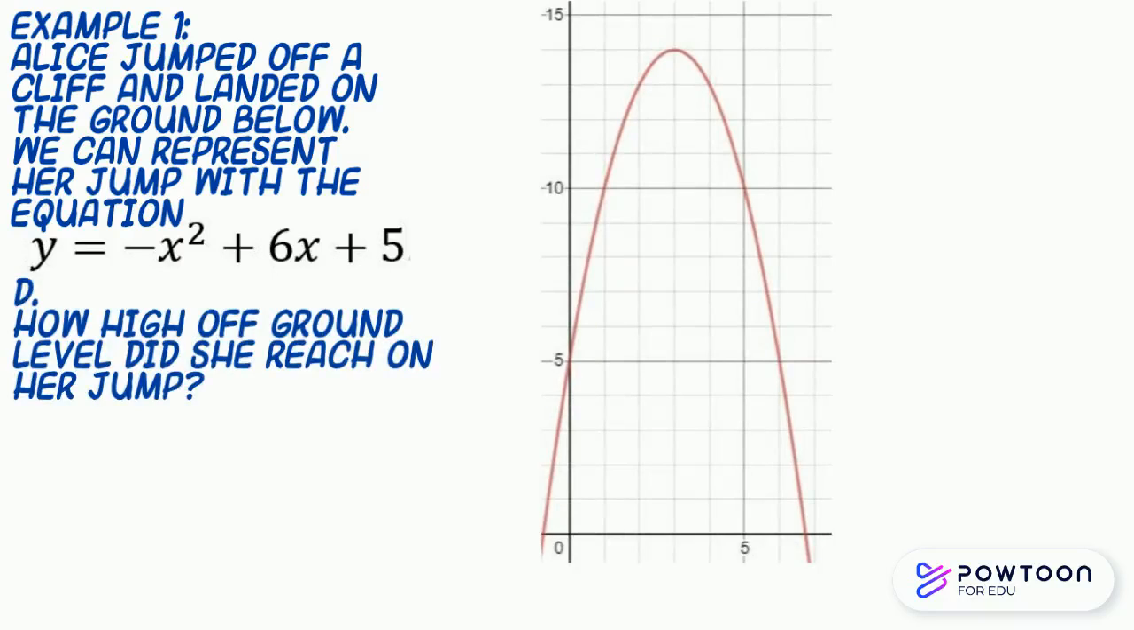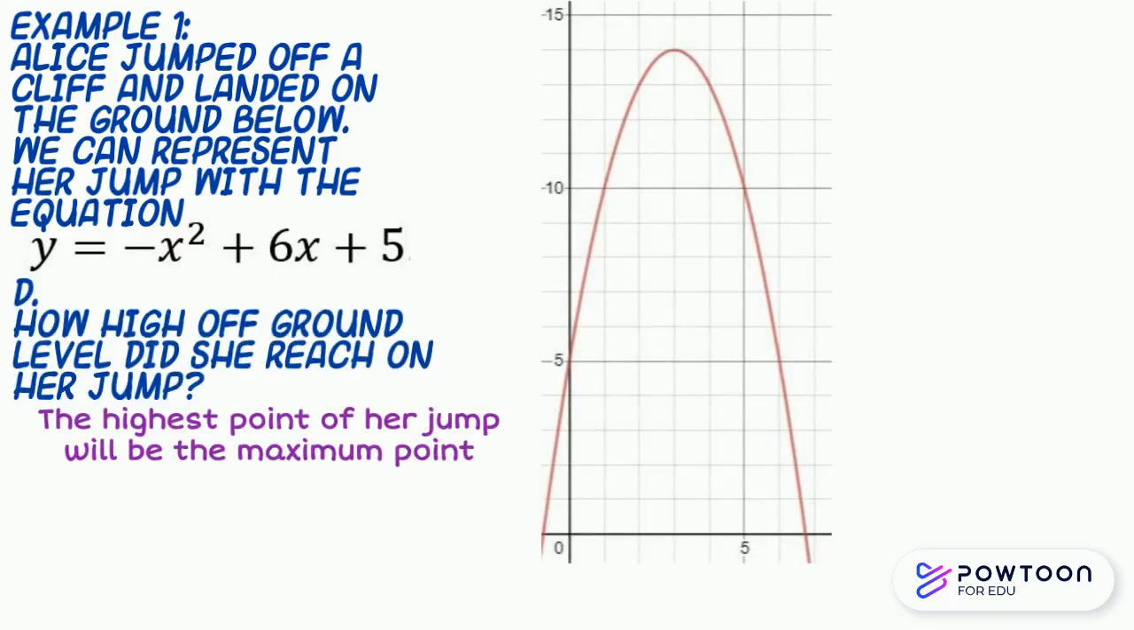Part D of this example wants us to figure out how high off the ground level she reached on her jump. So that's really just saying what's the maximum point, and it's going to be the y value for that maximum point. So as you can see, we can go over and see that that y value is going to be 14 meters.